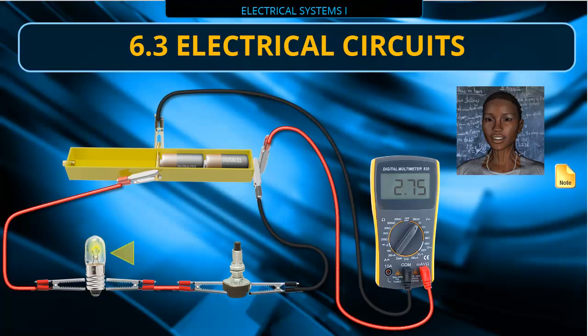The lamp filament glows, but not very bright. Look at the volt reading now, it went down to 2.75. What happened? Where did the other power go to?